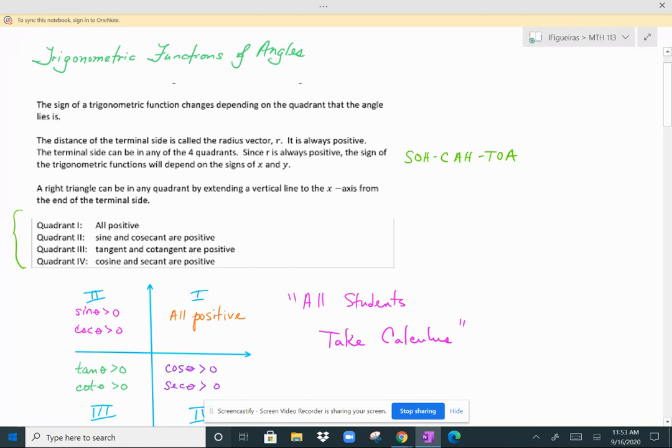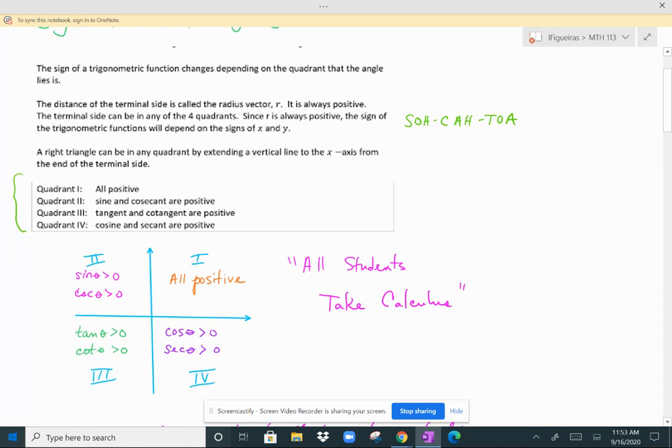The quadrant that your terminal side lies in will tell you what the sign of the trig function is. So when you are in quadrant 1, all 6 of your trig functions are positive. When you are in quadrant 2, sine and cosecant are positive. Remember, sine and cosecant are reciprocals of each other. So if one is positive, the reciprocal is also positive.